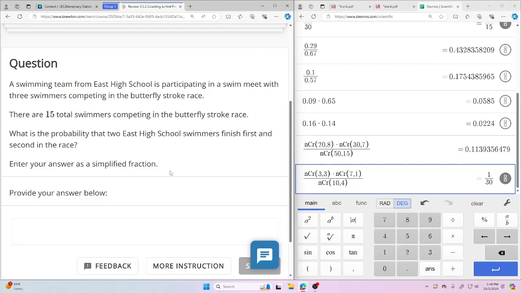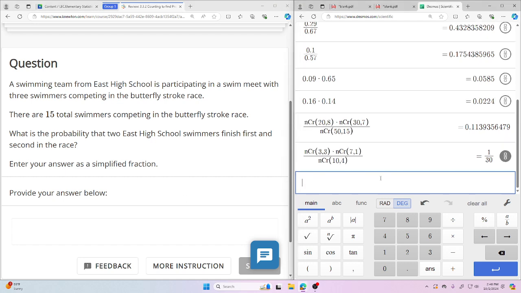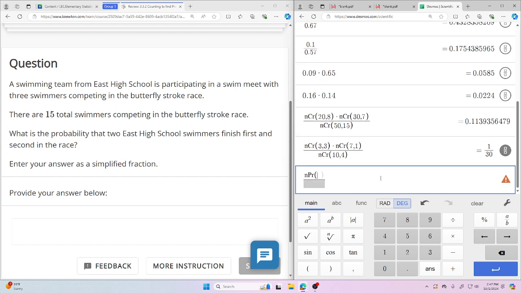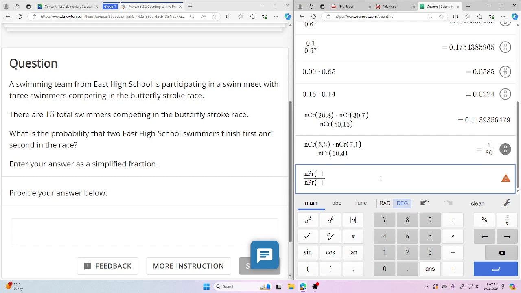Ah, the swimmer problem. It's okay. We got this. Okay, so total of 15 swimmers, and we're doing 3 swimmers, and 2 of them want to finish first and second. Okay, so is order important for races and swimmers? Yes. So NPR, is this the amount of folks that are moving around? Okay, I know the bottom. Everyone knows the bottom, right? It's 15. 15 swimmers are in there.